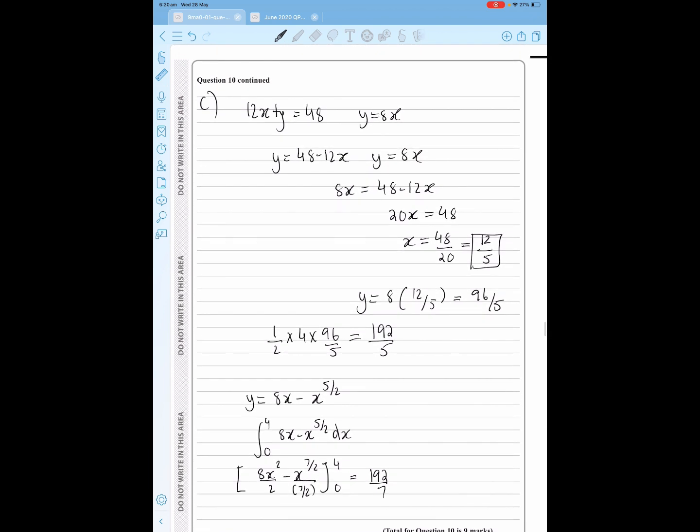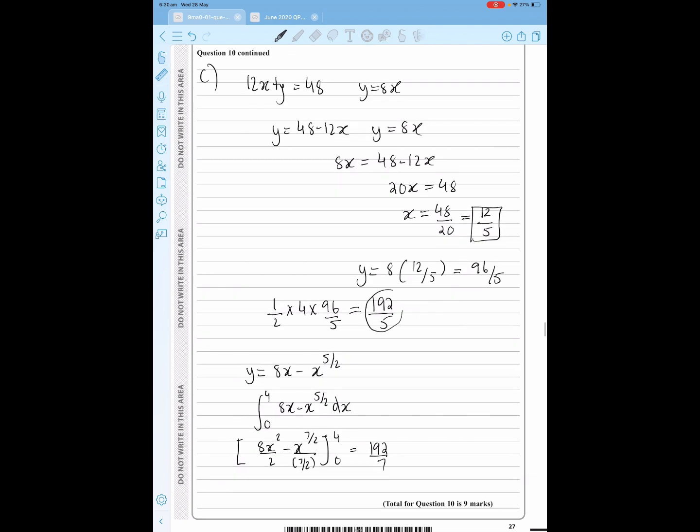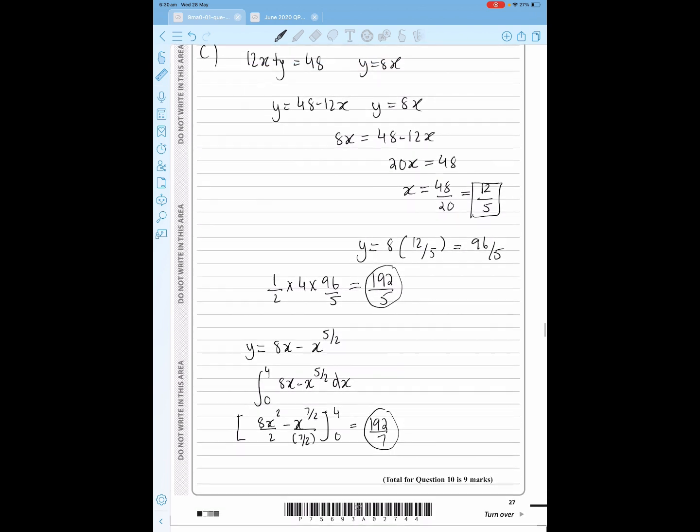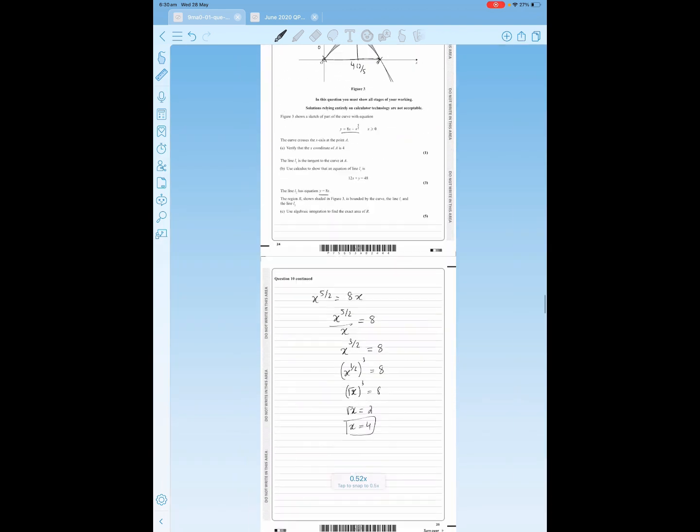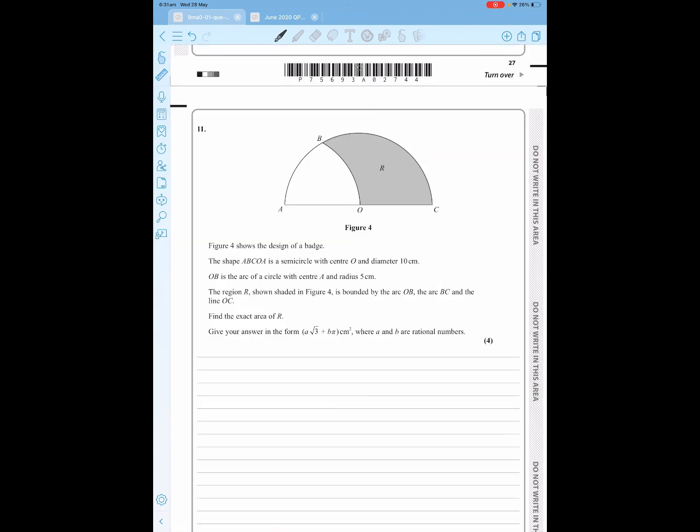Now we know the area of that triangle was 192 over 5. We know that is 192 over 7. So 192 over 5 minus 192 over 7 is 384 over 35, which is our final answer. That's question 10. Okay, so question 11, probably one of the hardest questions in this paper.